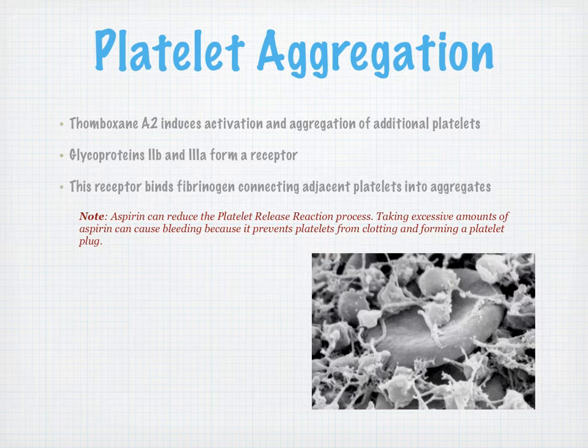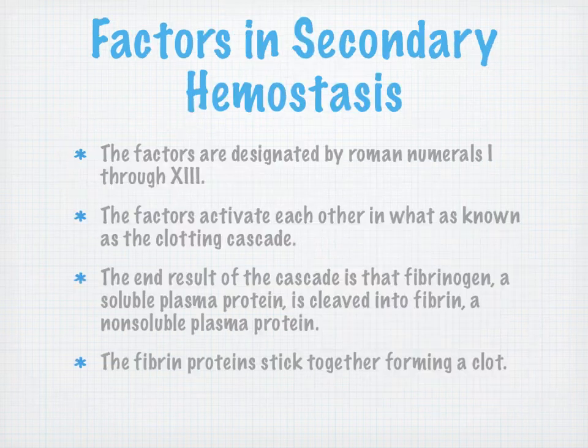Aspirin can reduce the platelet plug. So what happens when you take aspirin? Well, it causes the platelets not to aggregate. And when the platelets don't aggregate, you bleed. So that's why people are given a low-dose aspirin whenever they have a potential for clotting. And they're also told not to take aspirin if they have a clotting disorder, because of the potential for too much bleeding.